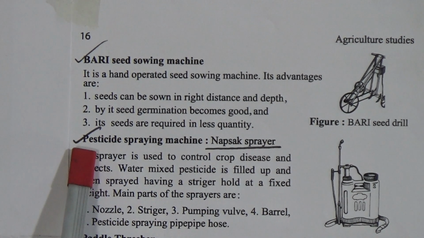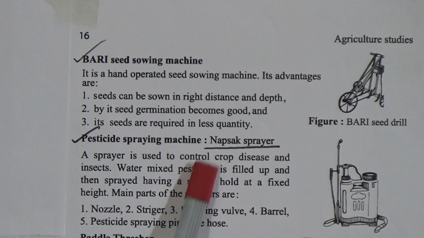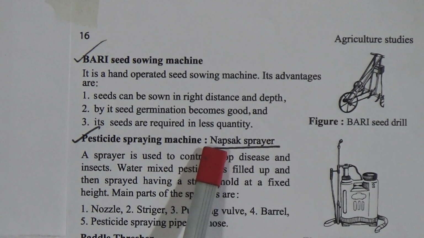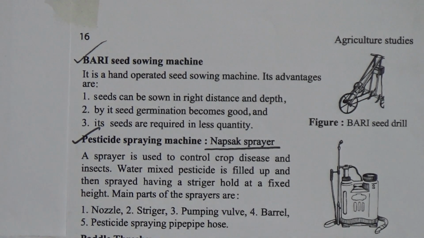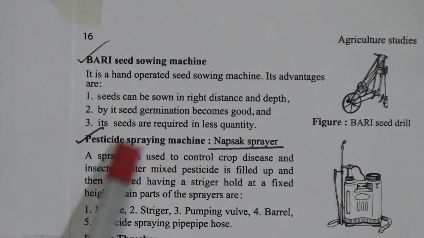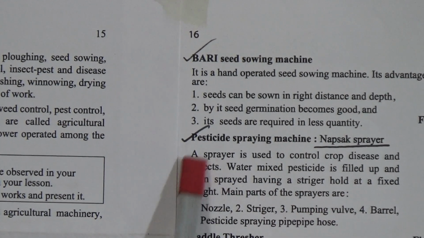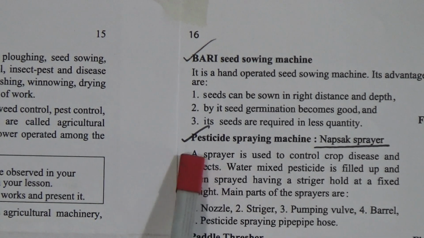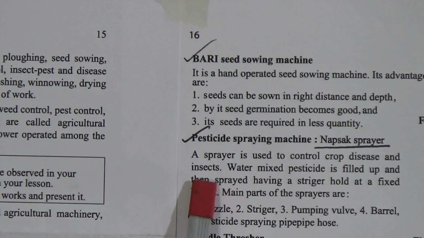And the next one, just look at this. This is a pesticide spraying machine, and this machine's name is Knapsack Sprayer. This is the picture of a knapsack sprayer. I think this is very important for agriculture. A sprayer is used to control crop diseases and insects.